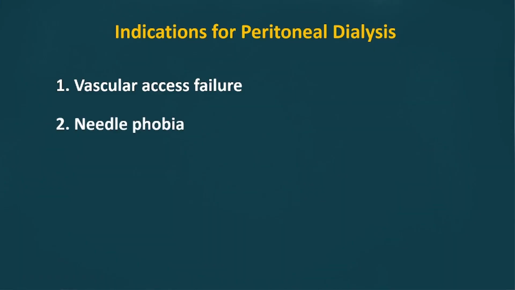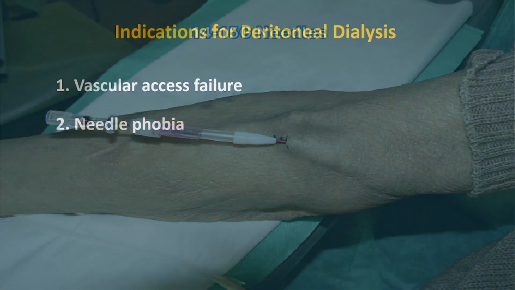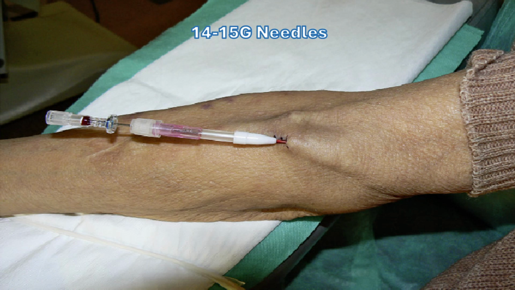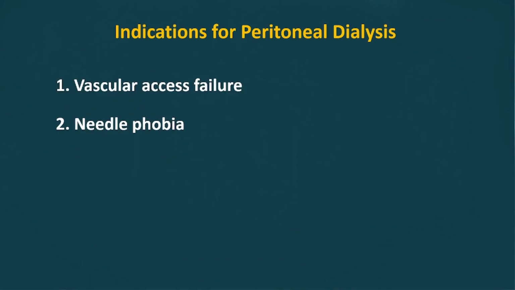Needle phobia, also known as fear of needles. Vascular access involves 15 to 14 gauge needles to support the higher blood flow rates. This aids in flow rates greater than or equal to 350 milliliters per minute, needed for high-efficiency dialysis. If the patient has this characteristic, then medical practitioners opt for peritoneal dialysis.